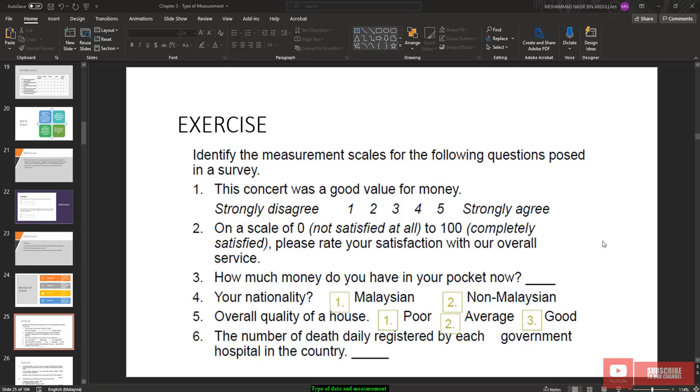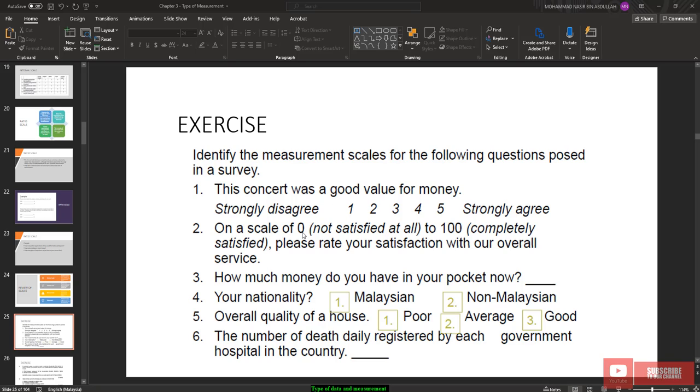So this is an exercise. Identify the level of measurement scales for the following questions posed in the survey. So this concept is good value for money, from strongly disagree to strongly agree. So normally we would say this is a Likert scale, right? Likert scale usually lies under ordinal scale. So this is an ordinal scale.